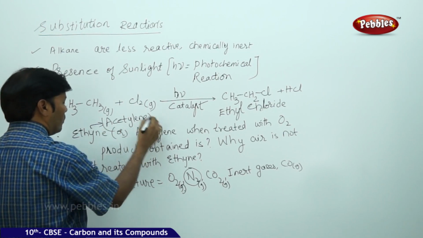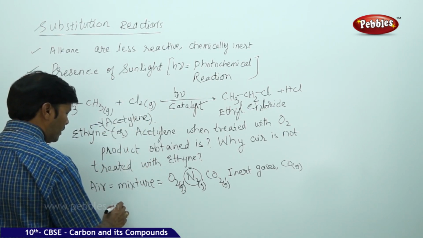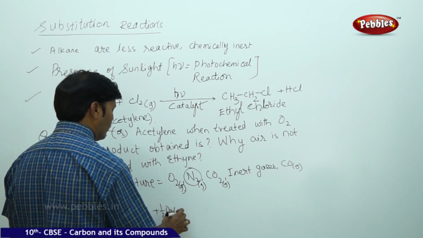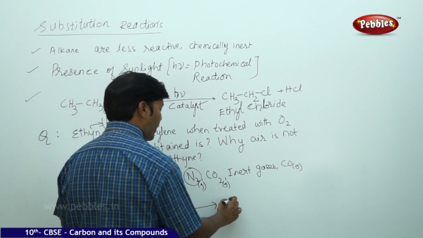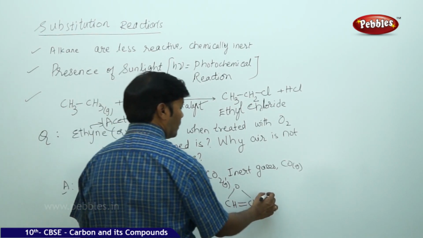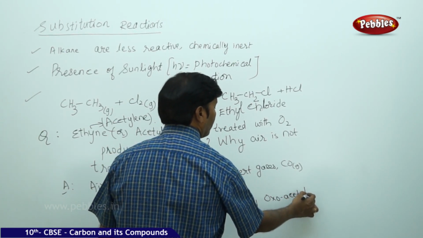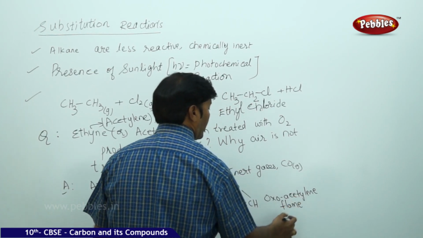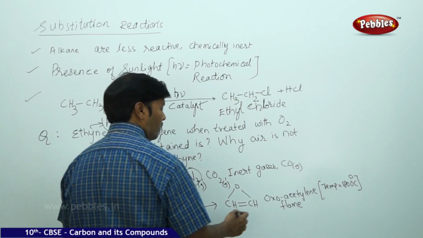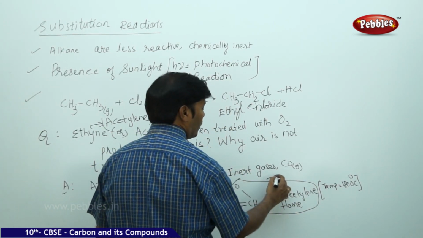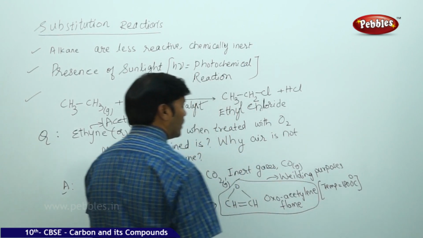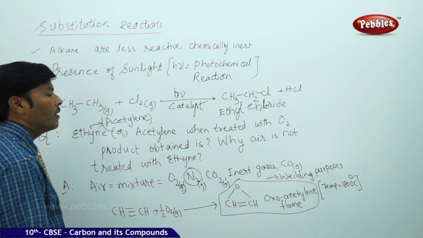So I am taking acetylene here, CH triple bond CH, plus half a mole of O2 gas, giving the oxyacetylene flame. You can write here CH double bond CH with one oxygen. We call this the oxyacetylene flame. It has a temperature of not less than 1800 degrees centigrade and it is used for welding purposes.